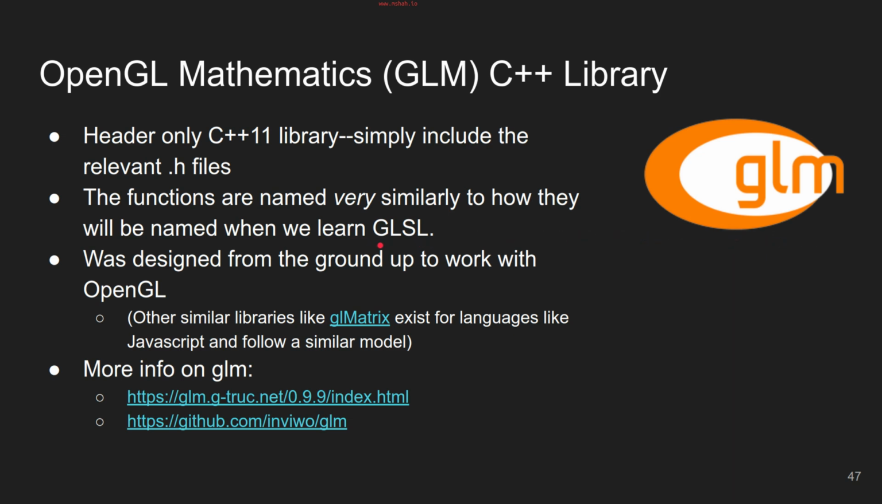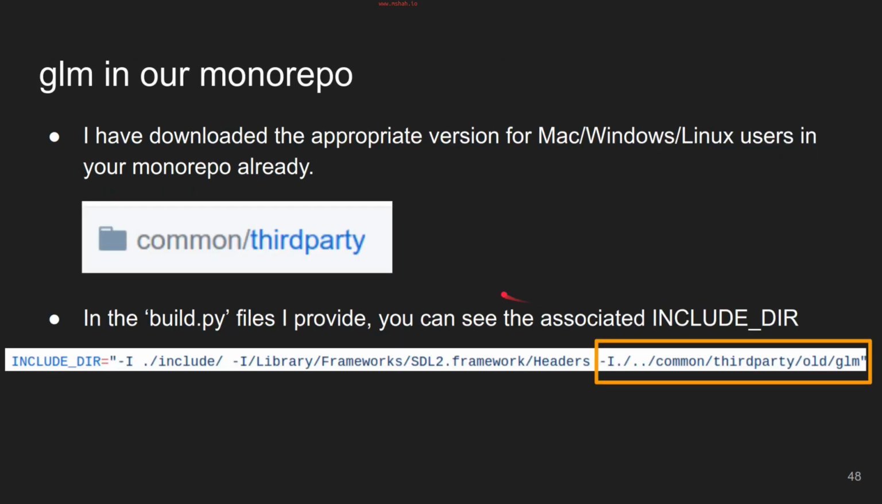And the math library also mimics the GLSL, the shading language that we're using when we're writing our shaders. So it's consistently named. So learning one helps reinforce the other. And I really like that. There are other similar libraries like this, such as GL Matrix for JavaScript folks, that follow the same idea.